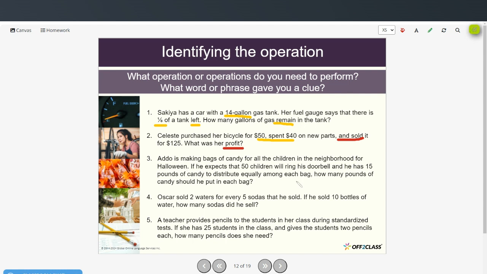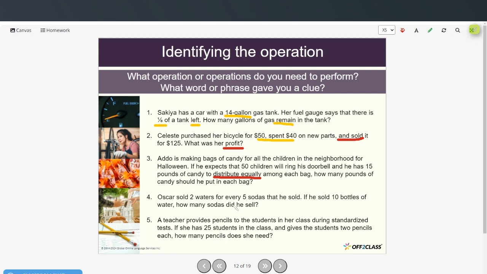Ado is making bags of candy for all the children in the neighborhood for Halloween. If he expects that 50 children will ring the doorbell and he has 15 pounds of candy to distribute equally among each bag, how many pounds of candy should he put in each bag? Well, this would be division, and the keywords are to distribute equally.